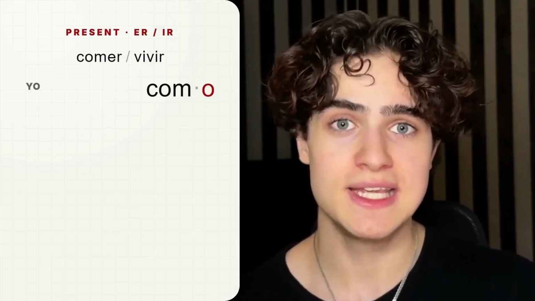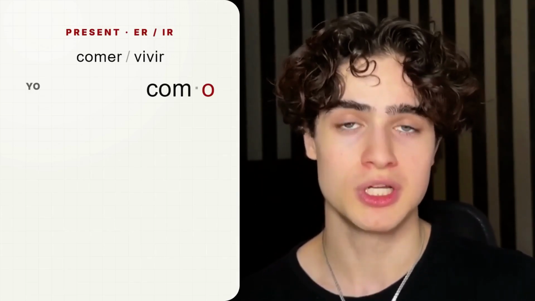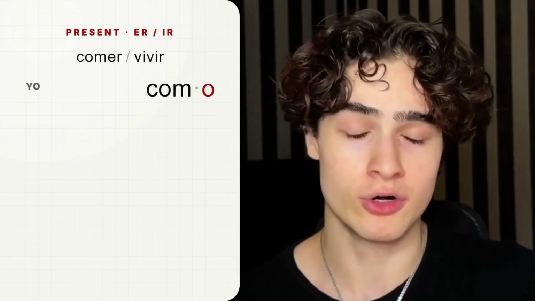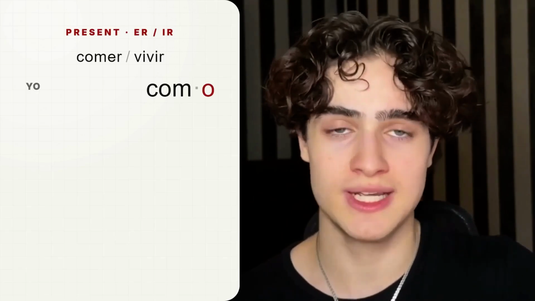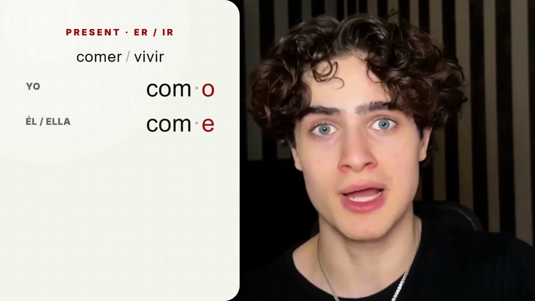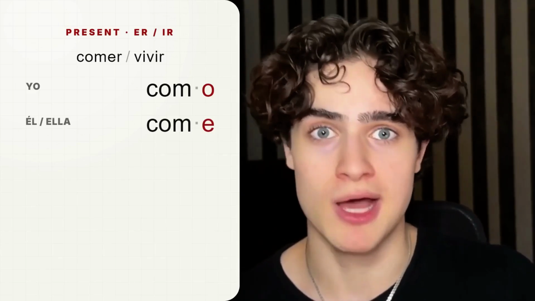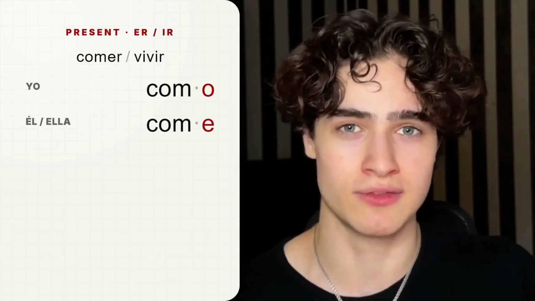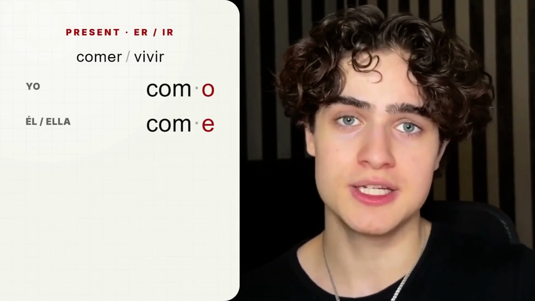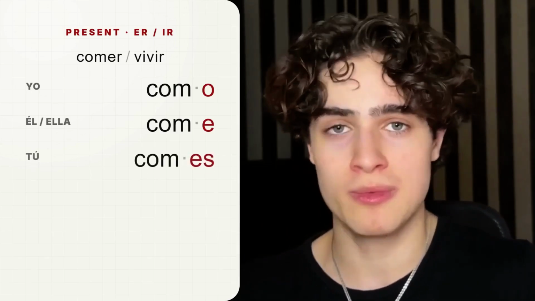Now, if you want to say he, she, it, or you formal does whatever verb, for -er/-ir verbs, you take off the -er/-ir and put -e. So he eats, or she eats, or it eats, or you formal eat would be come. For live, it would be vive. And this also means living, like she is living, he is living. Now, for you informal, you take off the -er/-ir and put -es, so comes, vives.